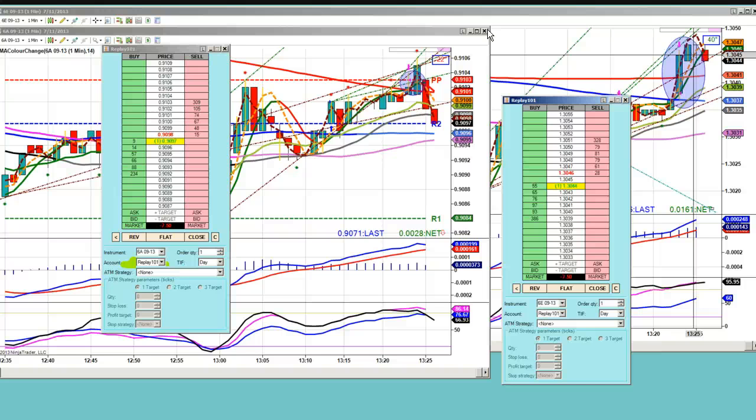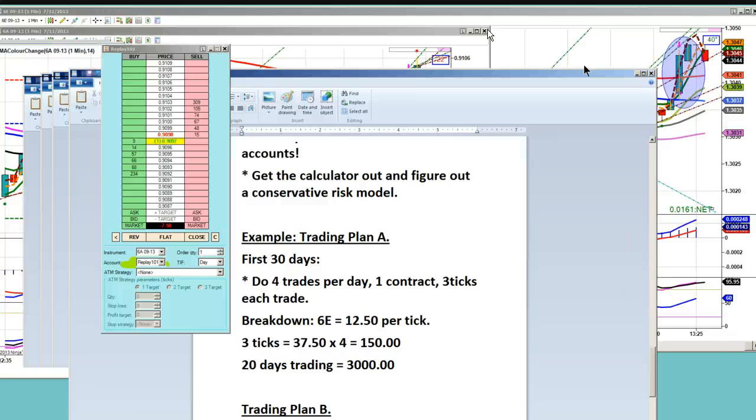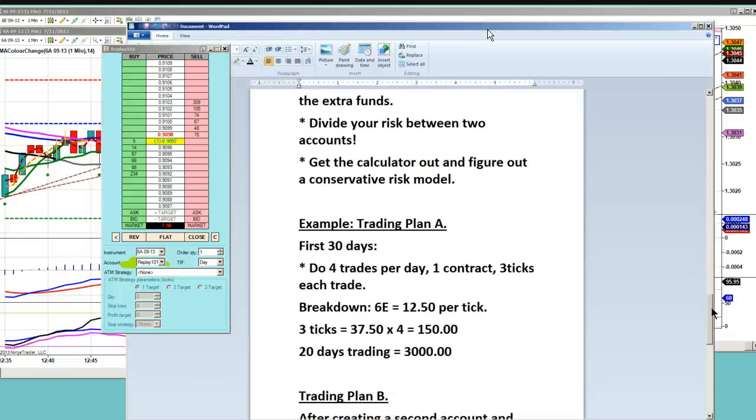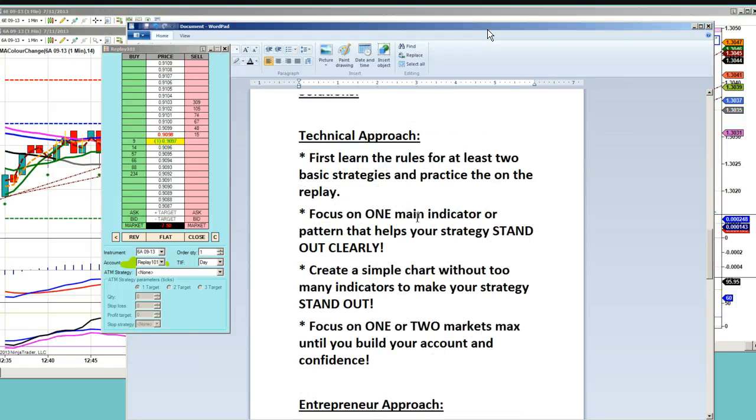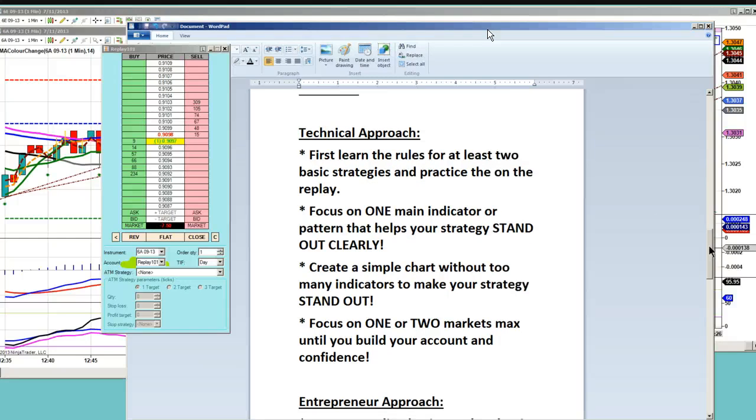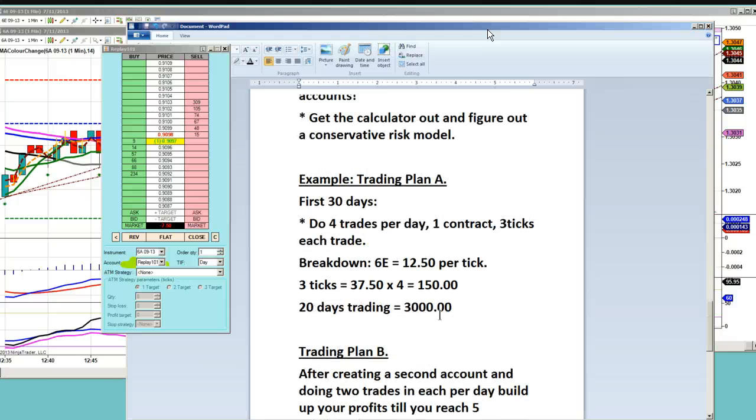There's a lot of things you can do with two accounts. Now, if you don't have enough money to fund two accounts, like I said, you have to be really conservative and do no more than 4 3-tick trades. And you better practice first, taking the technical approach by using one main indicator, making it stand out, focusing on 1 or 2 markets, so that you ensure that you get your 4 trades, and you do it for 20 days to make your $3,000 to fund your second account.